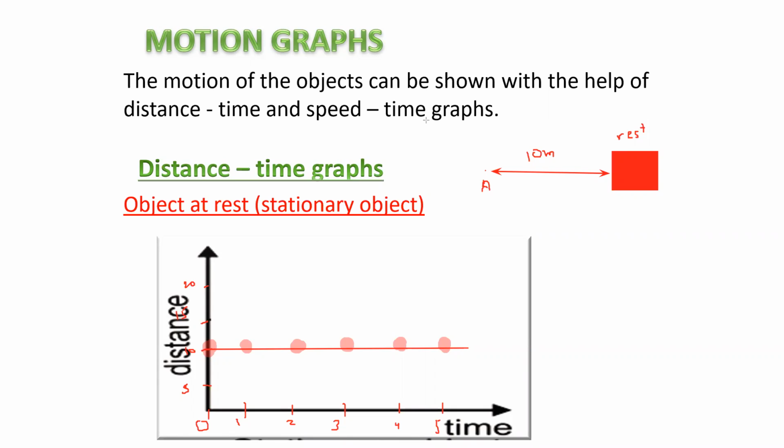So in this session we will discuss different types of graphs. First one we will discuss the distance time graph, and the second one we will discuss the speed time or velocity time graph. Is it clear to everyone? Yes, Abdullah Khan, Heather, Muhammad Hatem, Saim, any doubts?